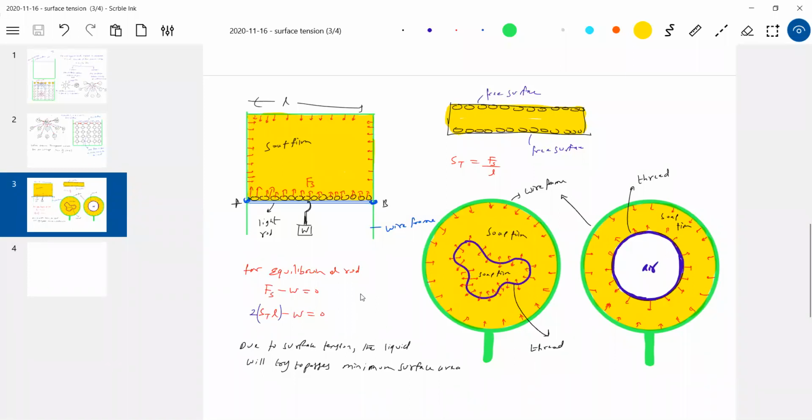I think I'll stop here because other concepts need more time. We'll stop the class here.